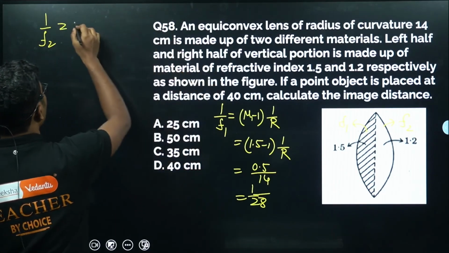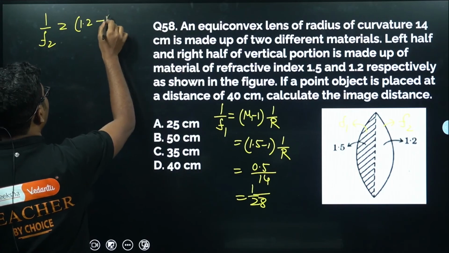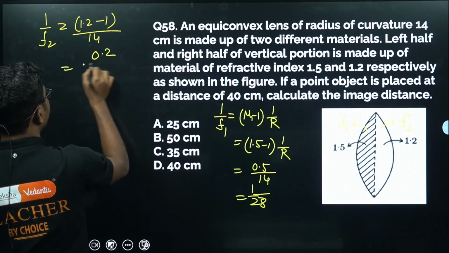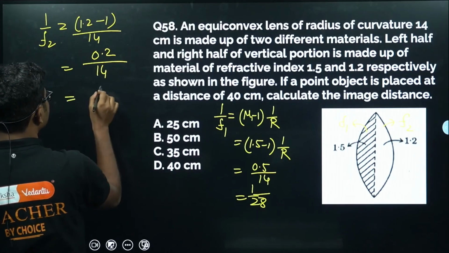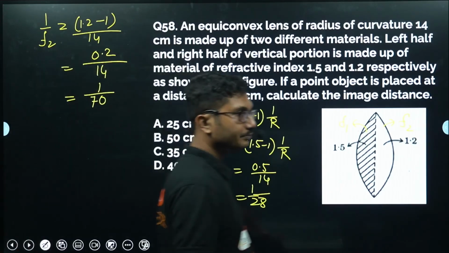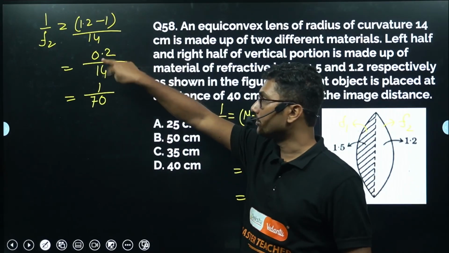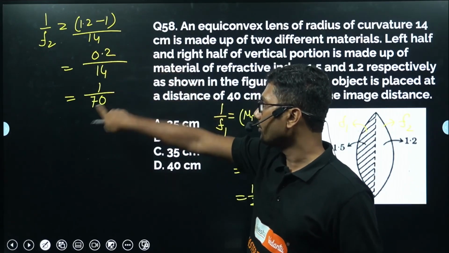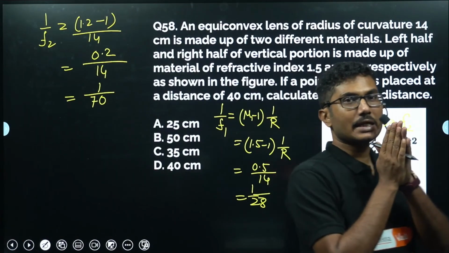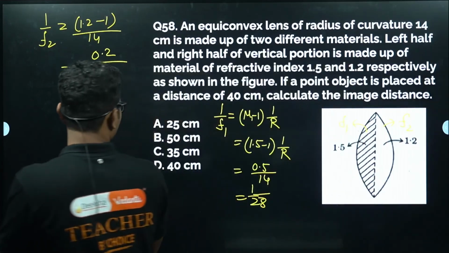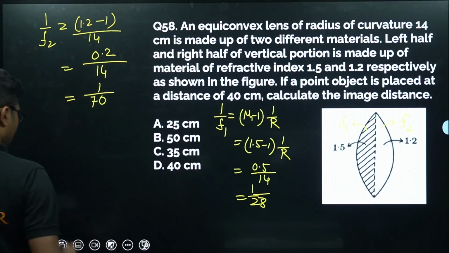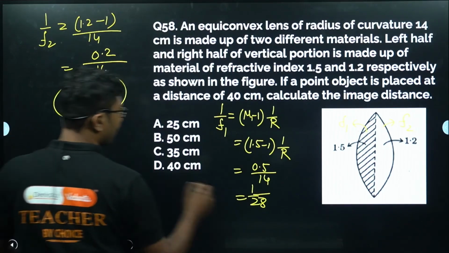Similarly, what will be the 1 by f2? 1.2 minus 1 divided by 14, that is 0.2 divided by 14. Now if you simplify this, this will come 1 by 70. You just need to multiply both sides with 5, then it will become 1, this will become 70. So now these two lenses are in contact. What is the equivalent focal length of two lenses in contact? Remember these two values, 1 by 70, 1 by 28.